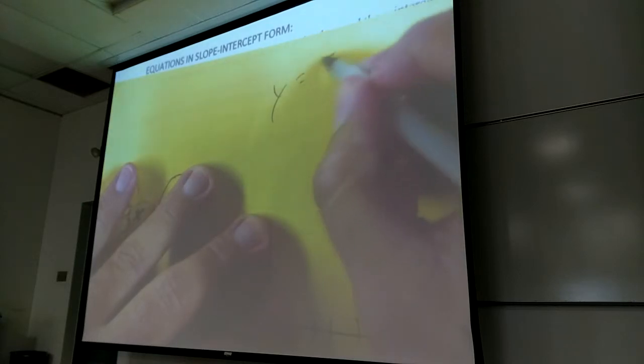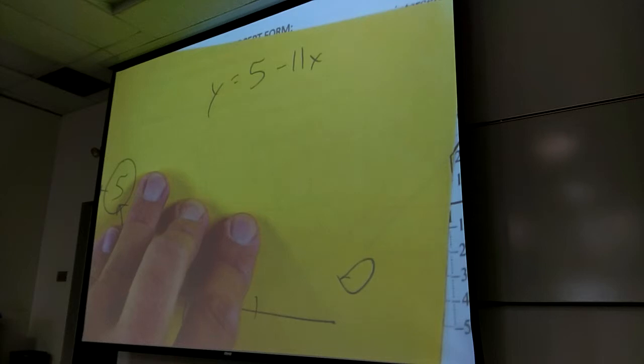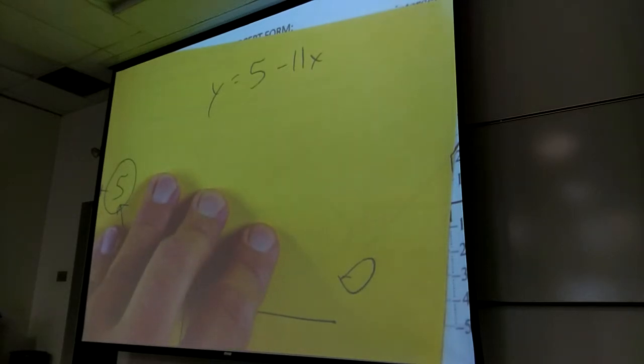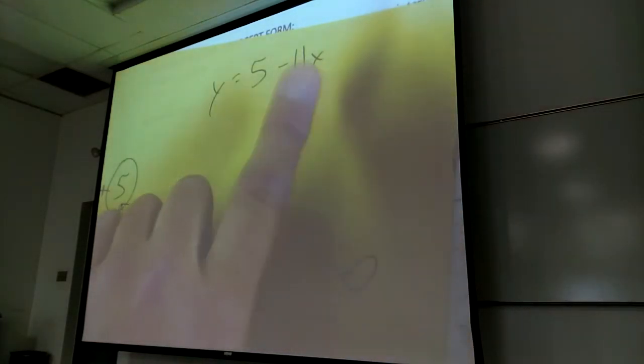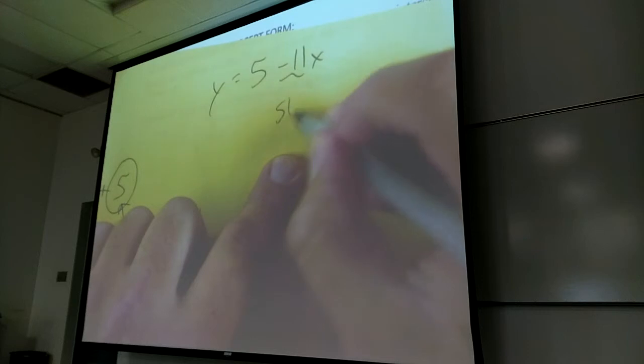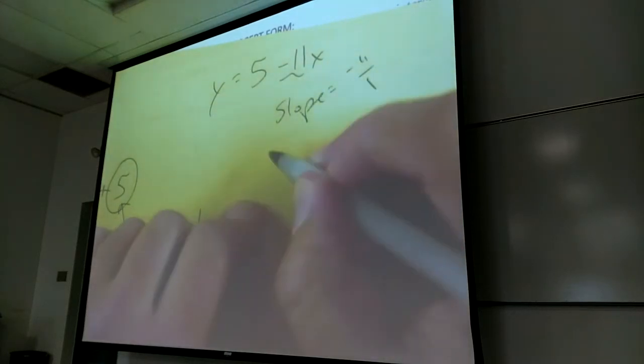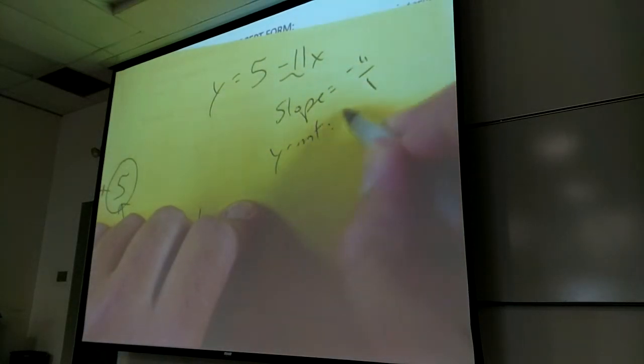Just make sure you realize something. If I gave you this, what's the slope of that one? 0. The slope is -11. Right? It's not the first number you see. The slope is the number in front of the x. Some fool, me, wrote this backwards. I wrote it in b + mx. So the slope is -11 over 1, and the y-intercept is (0, 5).